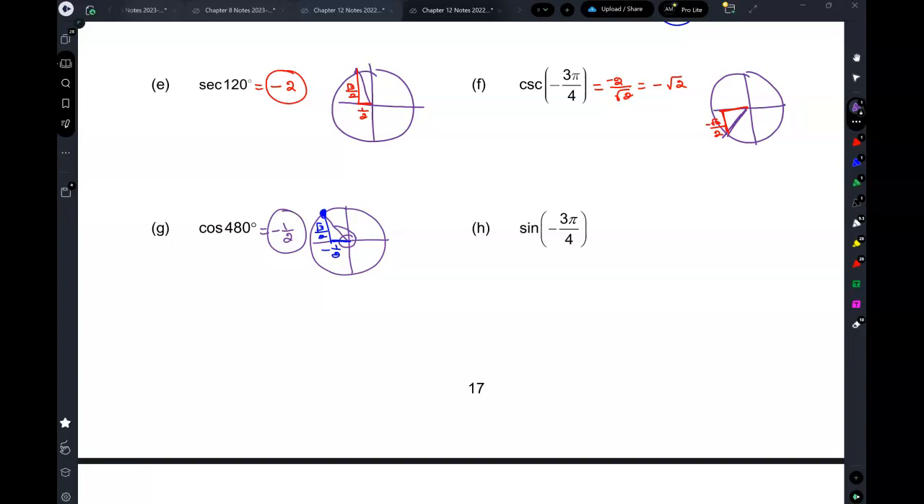Lastly, okay, sine of negative 3 pi over 4. Negative 3 pi over 4, we're at that point again, like we did for f. Sine is the vertical, so it's how much you have to go vertically to get to that point, and it's negative root 2 over 2.